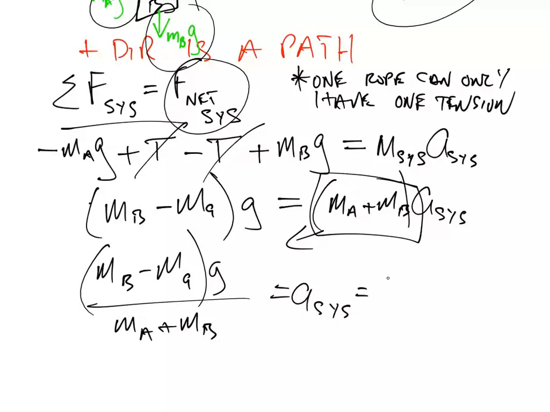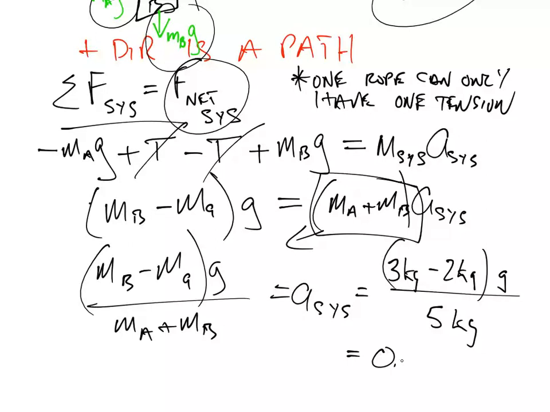Now if we stick our numbers in, that's simply going to be 3 kilos minus 2 kilos times g divided by 3 plus 2 being 5 kilos. Okay? And in effect, we end up with 3 minus 2 is 1. 1 over 5 is 1/5, which I think is 0.2. So we end up with 0.2 g.